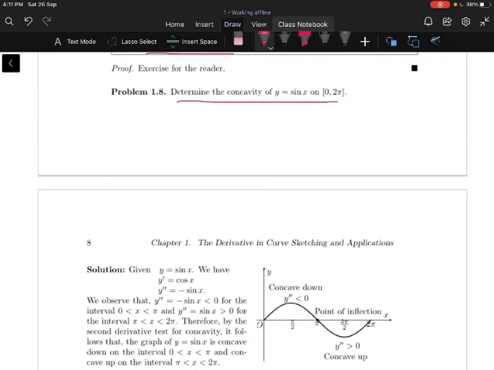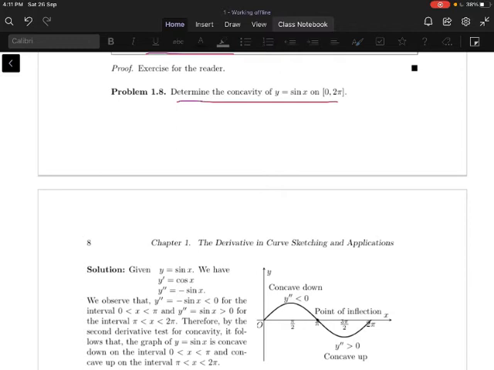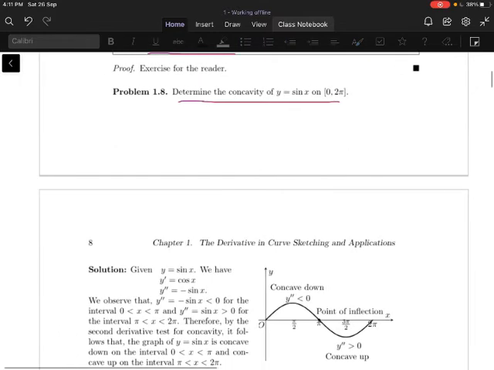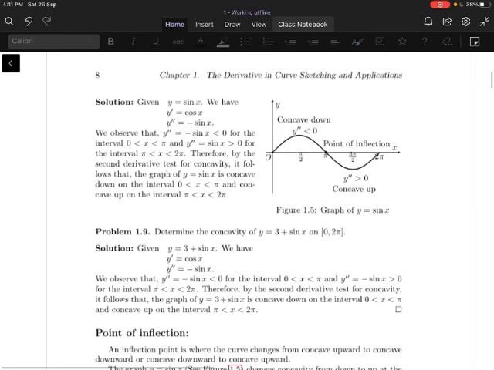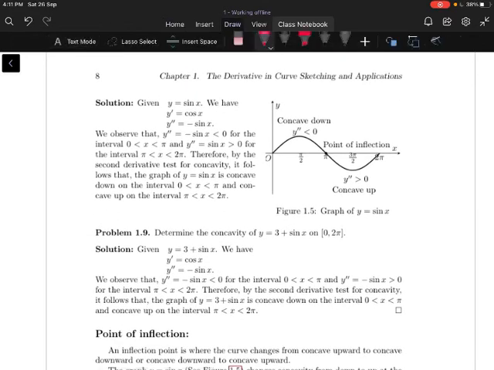Determine the concavity of the function y equals sin x on the interval 0 to 2 pi. Concavity means the curve may be concave up or concave down for a particular interval. Let us see the concavity of the function y equals sin x for the interval 0 to 2 pi. Let us move to the solution of this problem.